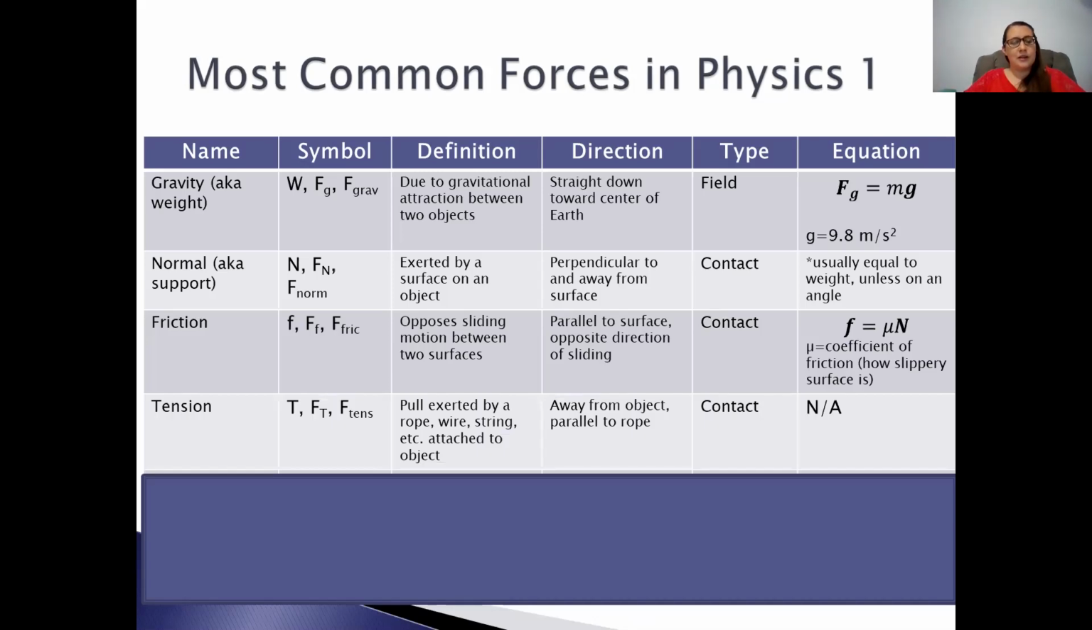Tension is another common one. We see that written as capital T or FT. We'll have tension whenever we're dealing with something being pulled by a rope or held up by a wire or a string, something that's attached to the object. So the direction of tension is away from the object and parallel to the rope. This is a contact force because the rope has to be connected to the object in order to pull on it. And there's not really an equation that we use for this.